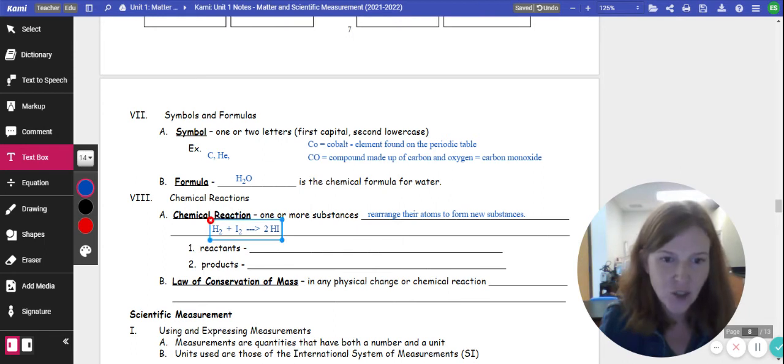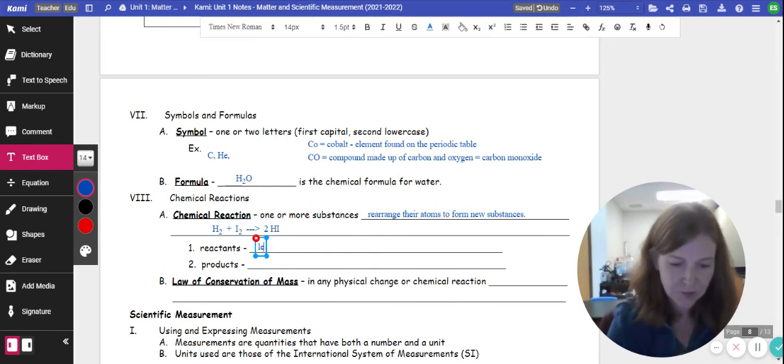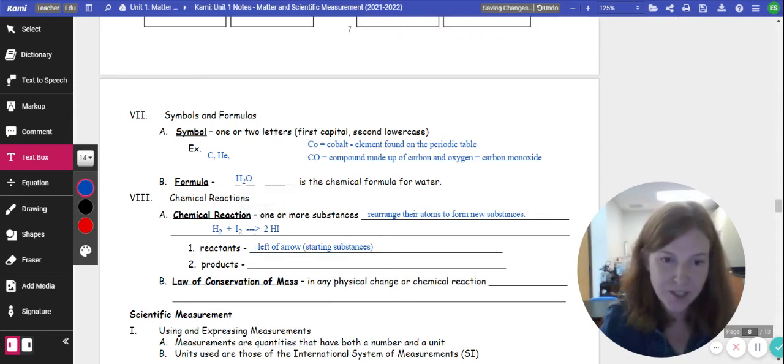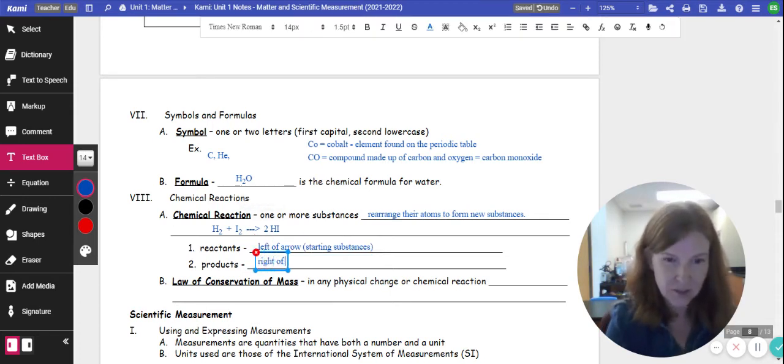So everything that is to the left of this arrow are known as your reactants. This is the starting substances. It's what you begin the reaction with. Everything to the right of the arrow are your products. These are your formed substances. It's what you're ending with.